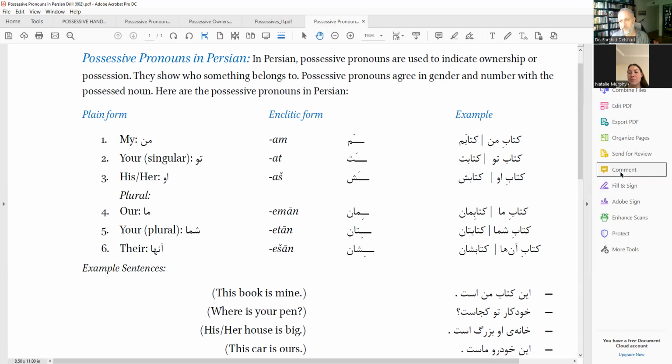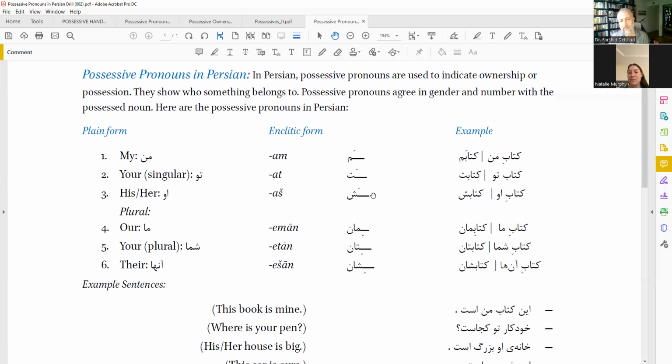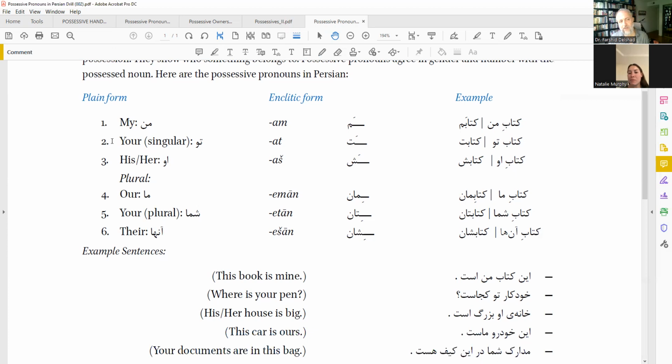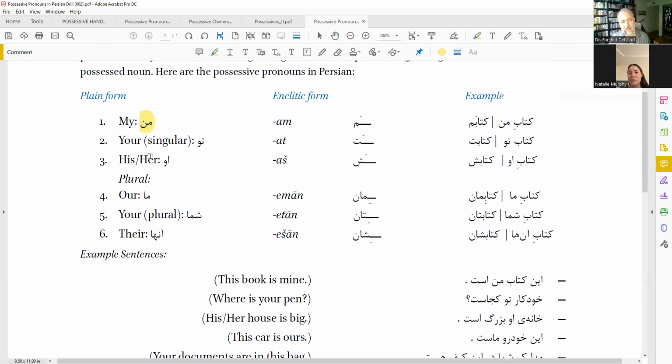If you look at the left side from 1 to 6, these pronouns, man, to, او, ما, شما, and آنها, are exactly the same pronouns you're using to create phrases. For example, من فرشید هستم، تو سارا هستی، او مایکل است, etc. They're absolutely the same pronouns.